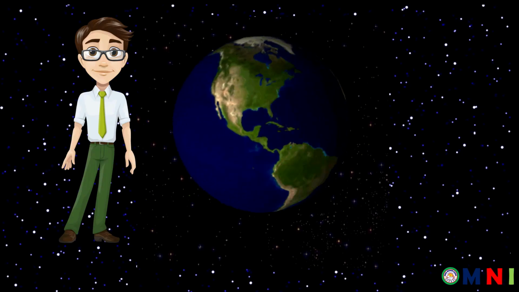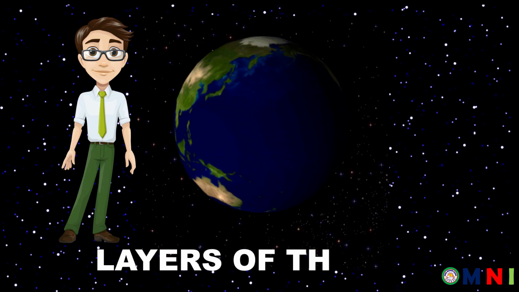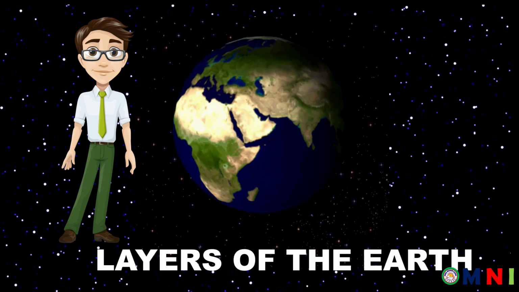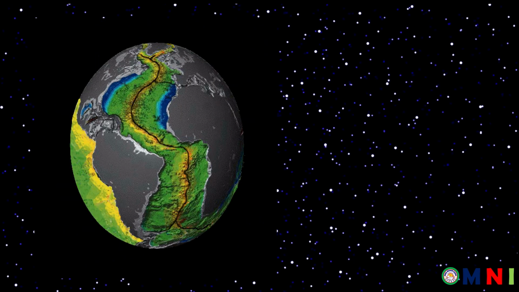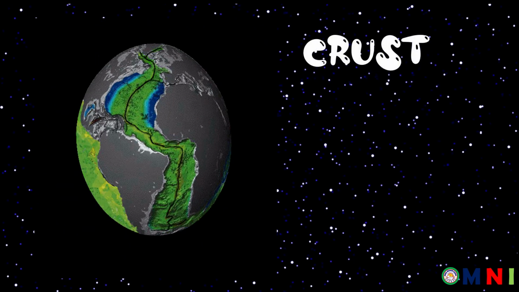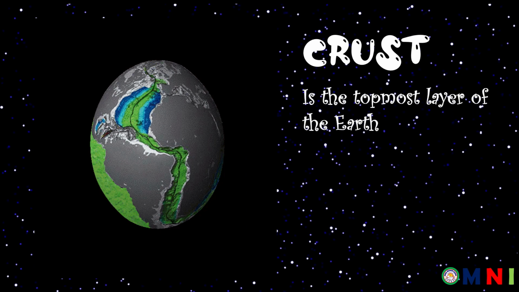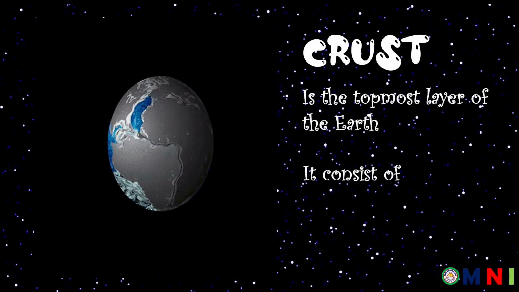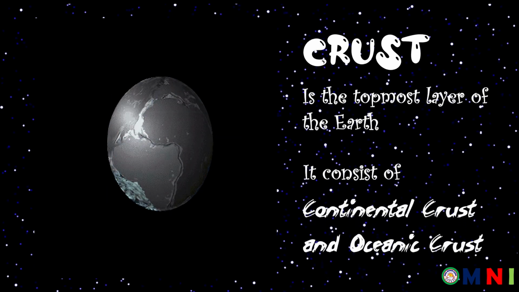Alright, let's start with the major layers of the Earth, which include the crust, the mantle, and the core. Let's try to recall what you have previously learned about these layers. Starting with the crust. The crust is the topmost layer of the Earth. It consists of the continental crust and the oceanic crust.